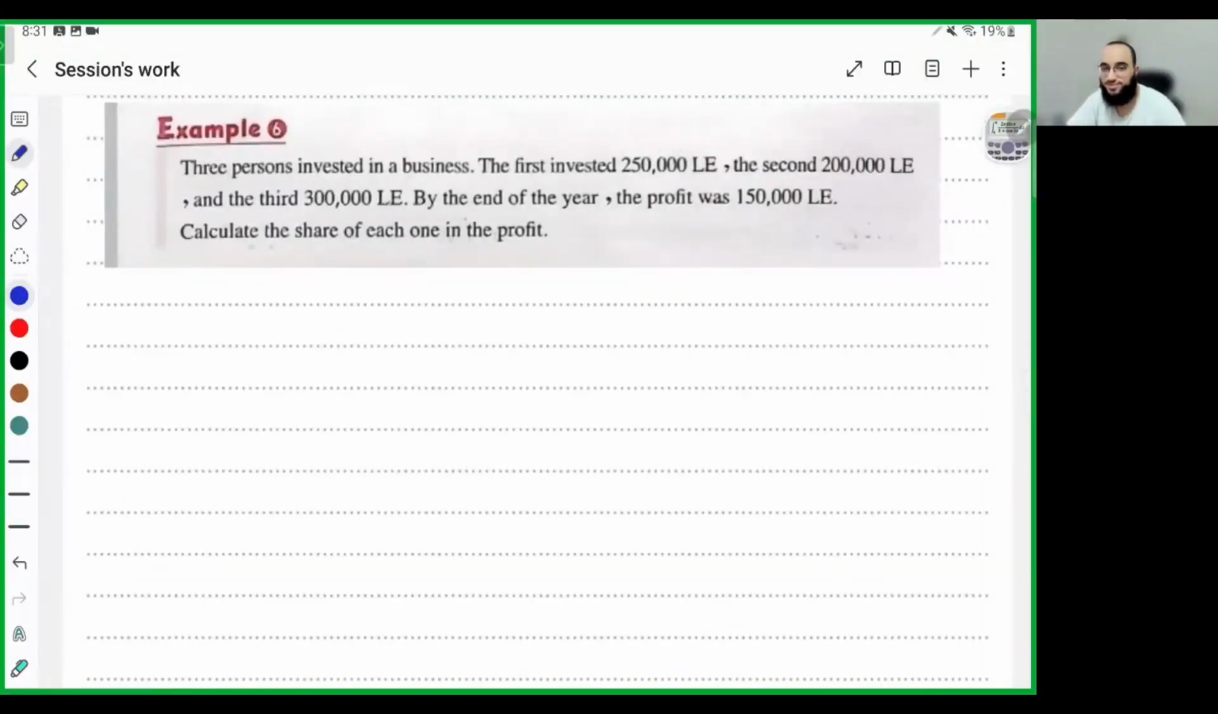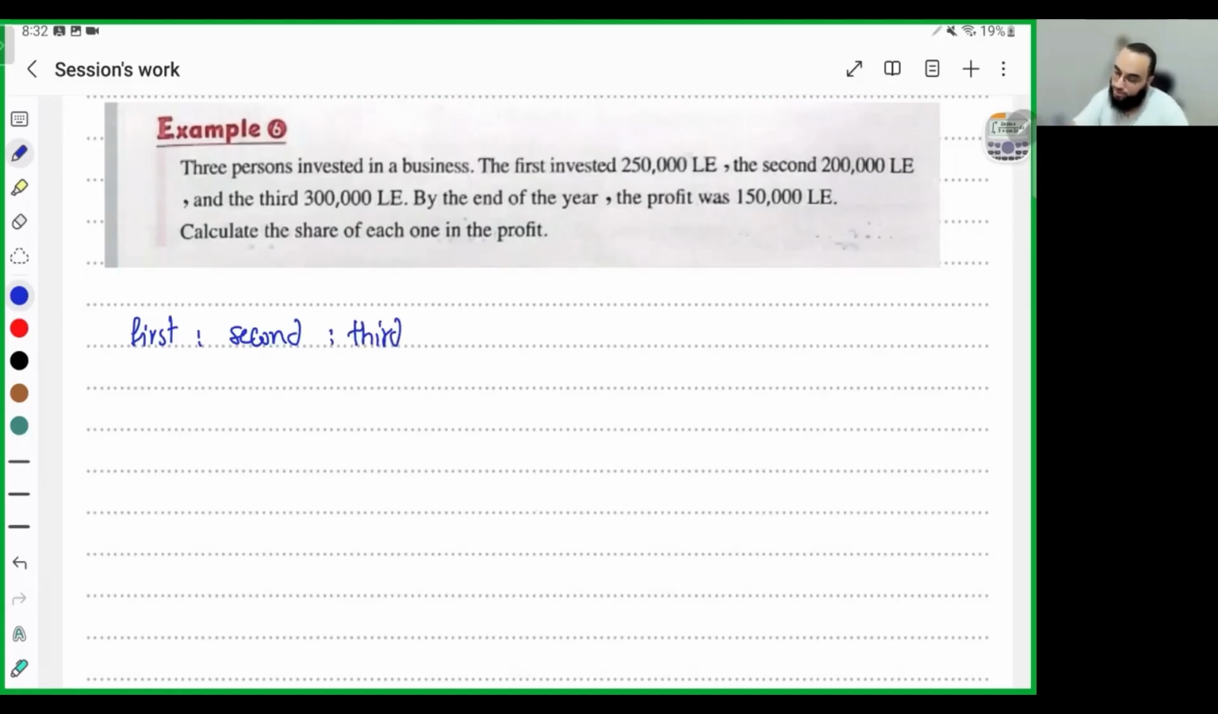Read. Example 6. Three persons invested in a business. The first invested 250,000, and the second 200,000. So it's so easy. Right now, how many persons are there? 3. The first, the second, and the third. Does he give you any ratio? No, there is no ratio.